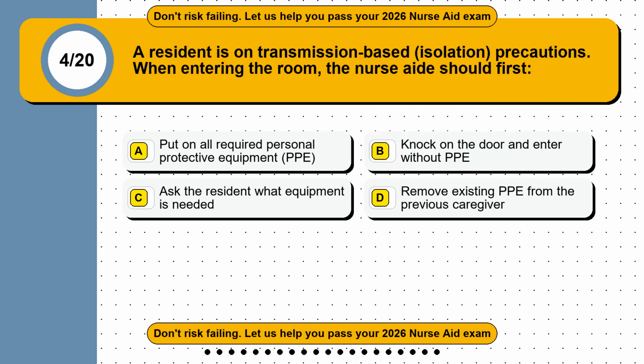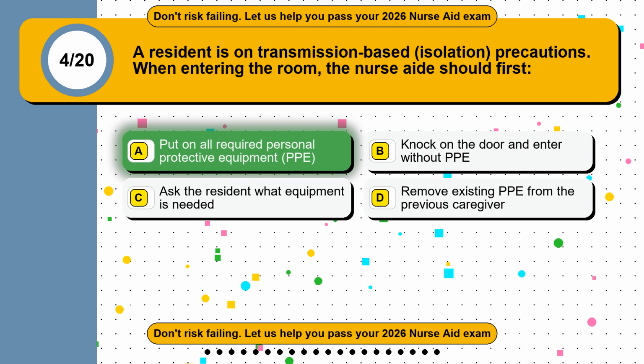Question 4. A resident is on transmission-based isolation precautions. When entering the room, the nurse aide should first: Option A, put on all required personal protective equipment, PPE. Option B, knock on the door and enter without PPE. Option C, ask the resident what equipment is needed. Option D, remove existing PPE from the previous caregiver. The correct answer is option A, put on all required personal protective equipment, PPE.